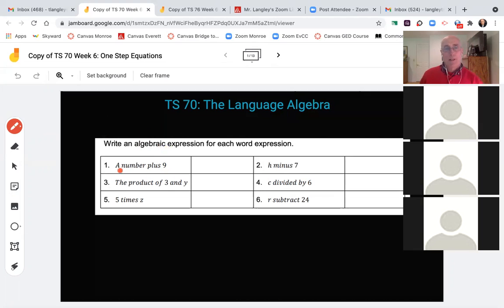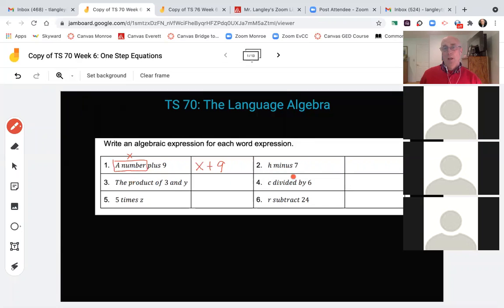So if you saw a phrase like this, a number plus 9, and they ask you to write it in algebraic language, could you write out something plus 9? That would be the same expression. Let me help you out here. You could say x plus 9. That is some number, and we just chose the value x for it and then said plus 9.